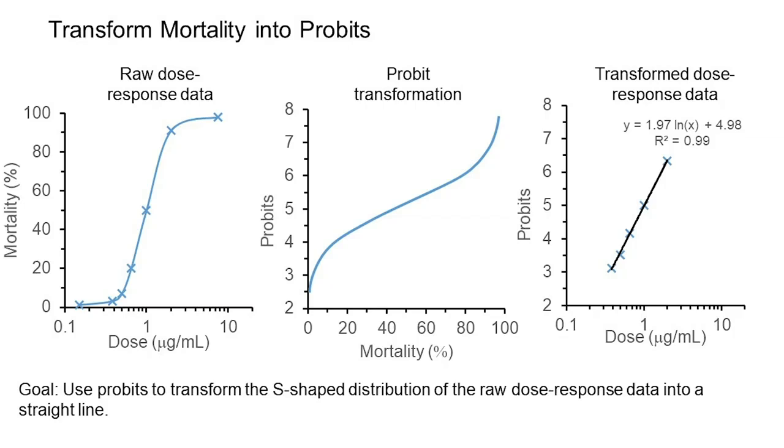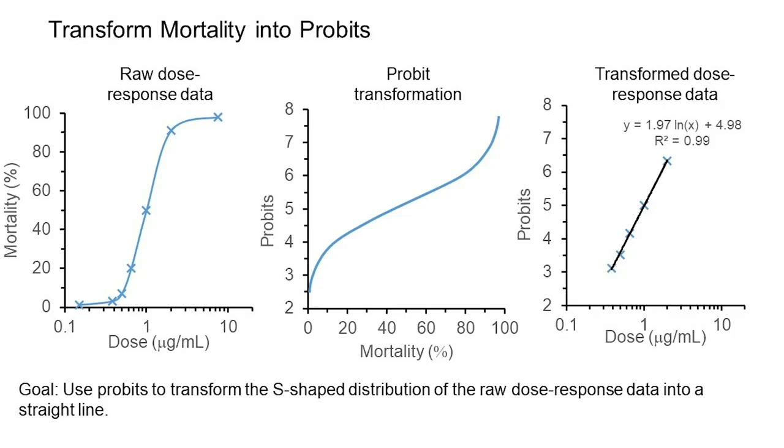The raw dosage mortality data shown in the left panel approximate a cumulative normal curve that is sigmoidal or S-shaped. By converting the y-axis to normal equivalent densities using the probit transformation, shown in the middle panel, we linearize the cumulative normal distribution of mortalities as is shown in the right panel.